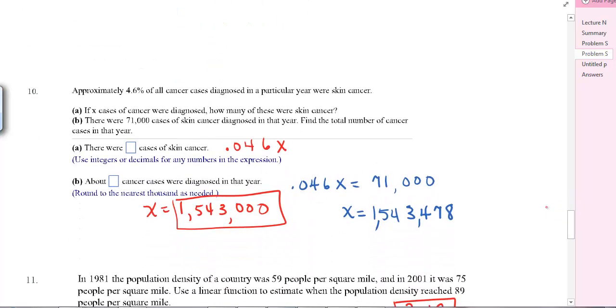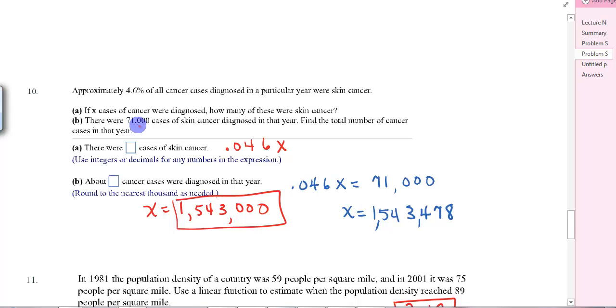Approximately 4.6% of all cancer cases diagnosed in a particular year were skin cancer. If x cases of cancer were diagnosed, how many cases of these were skin cancer? So when it says use integers and decimals, 4.6%, and write it as 0.046x, that would be that one.